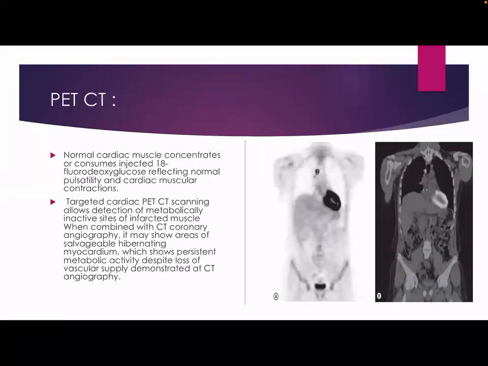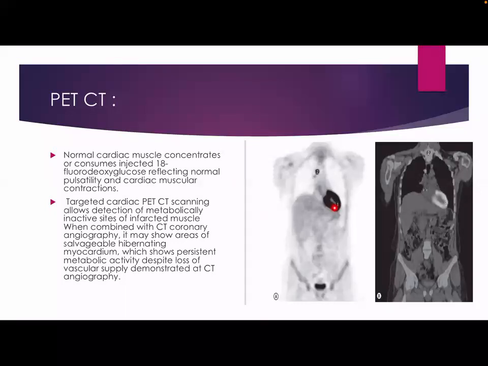And lastly, we have PET CT scan. The normal cardiac muscle concentrates or consumes 18-fluorodeoxyglucose, reflecting the normal pulsatility and cardiac muscular contraction. Targeted cardiac PET and CT scan allow the detection of metabolically inactive site of infarcted muscle when combined with CT coronary angiography. It may show areas of salvageable hibernating myocardium, which show persistent metabolic activity despite the loss of vascular supply demonstrated at CT angiography.